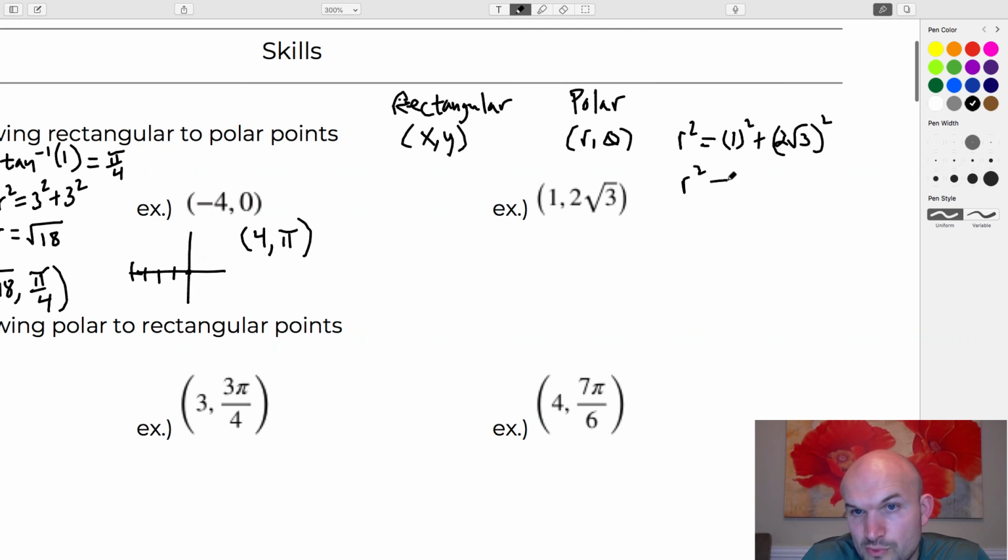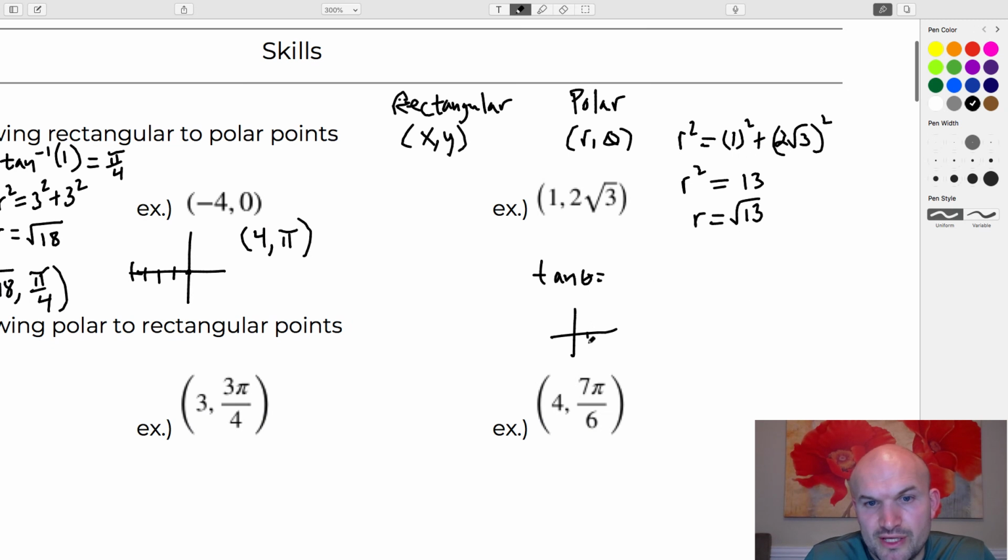So here I'll just do a little bit more work. 1 squared is 1. 2 radical 3 squared is 4 times 3, which is 12, plus 1 is 13. So therefore, r is equal to the square root of 13. And then if we want to figure out the tangent here, I'm going to have the tangent of theta equal to, let's see, if we were to graph this, it would be over 1, up 2 square root of 3. So that's going to be opposite over adjacent, 2 square root of 3 over 1.